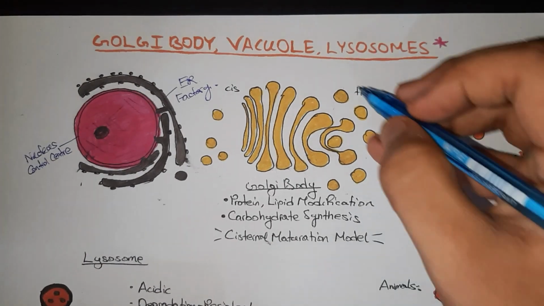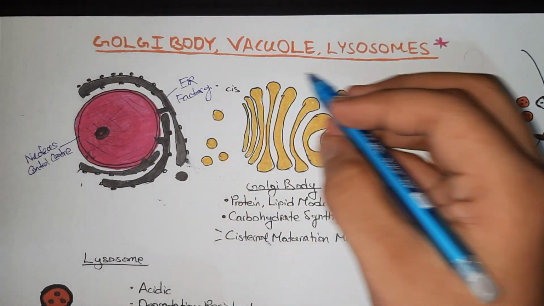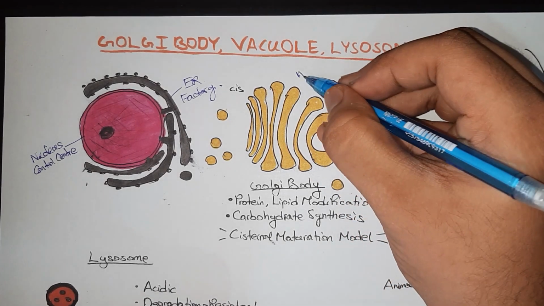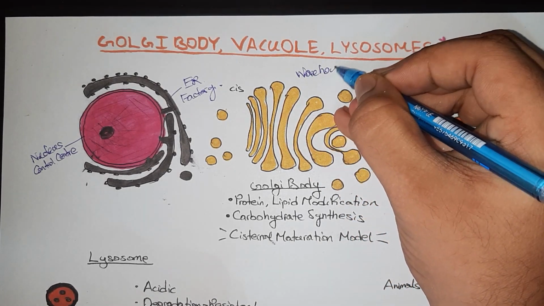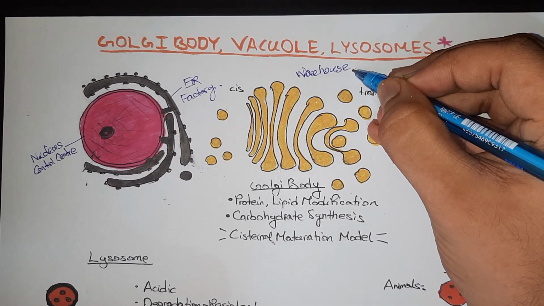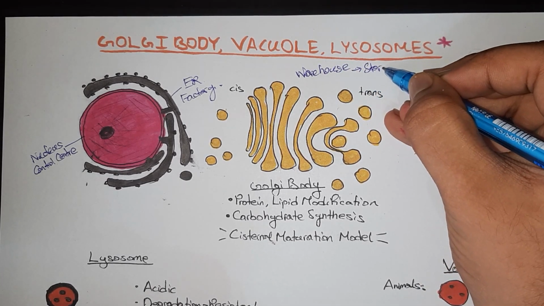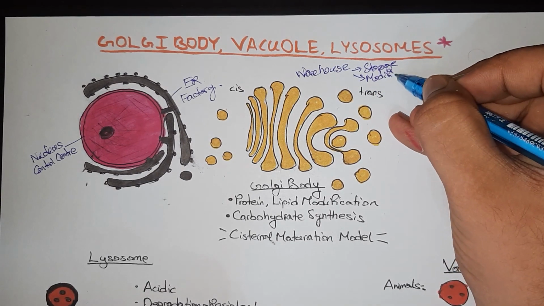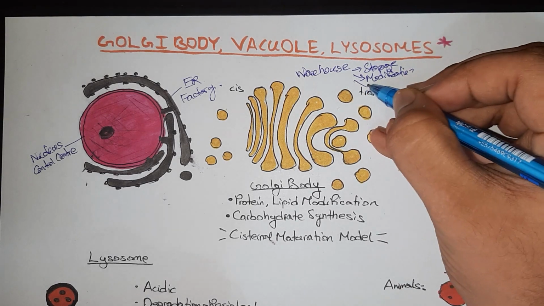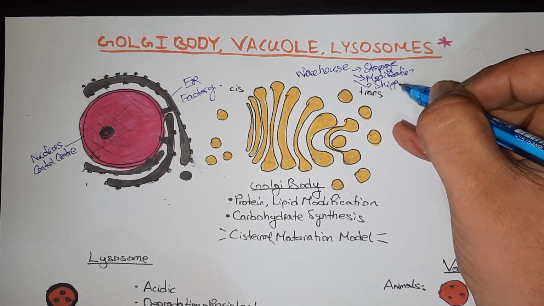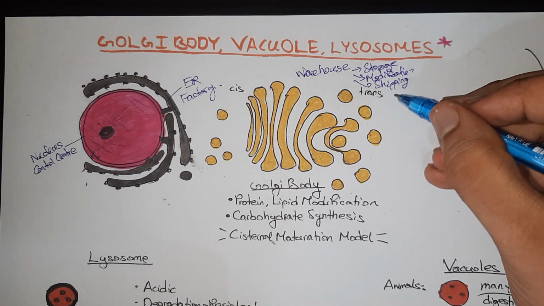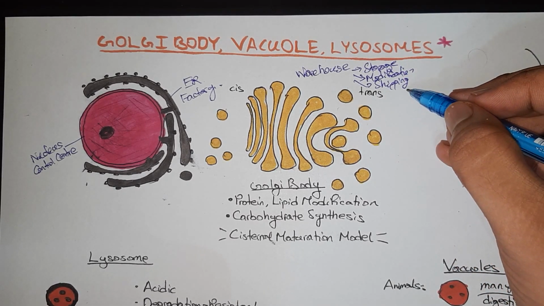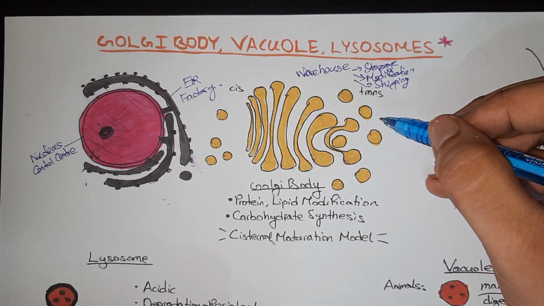So now we will be covering the Golgi body, which is this full structure in yellow. And the Golgi body is like a warehouse. In the warehouse, what happens? Firstly, storage happens. Secondly, modification happens. And thirdly, shipping happens. So these are the three main functions for the Golgi body, and mostly what happens in the storage, modification and shipping is that of proteins.